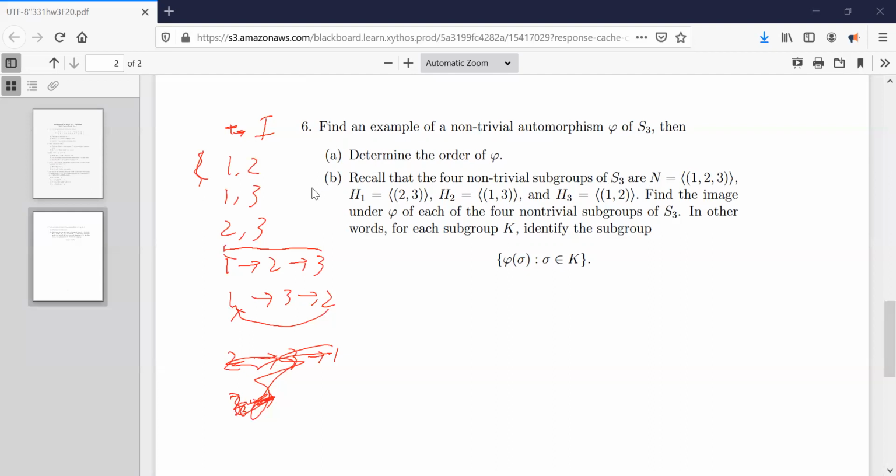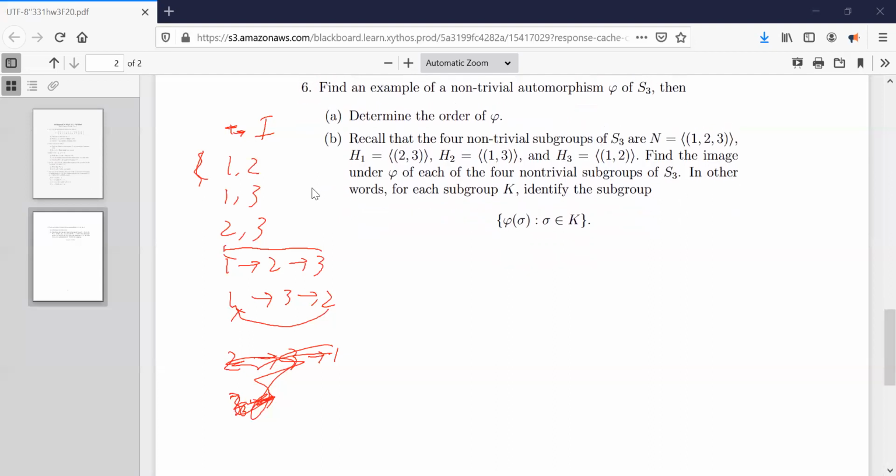Yeah, it does feel a little bit. Okay, so somebody pick an automorphism for me to do.